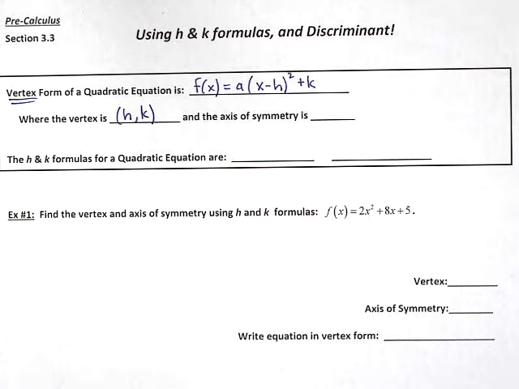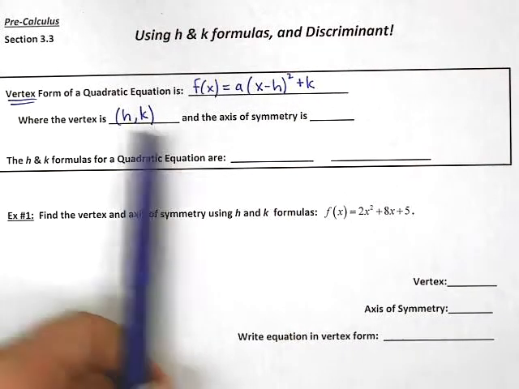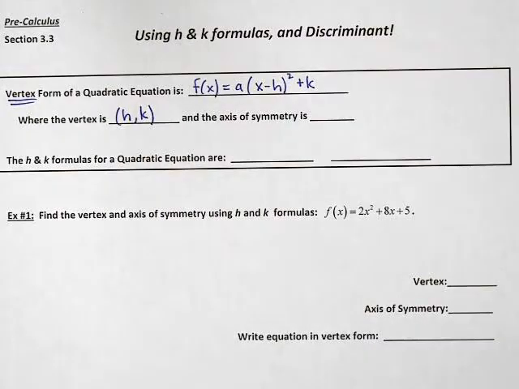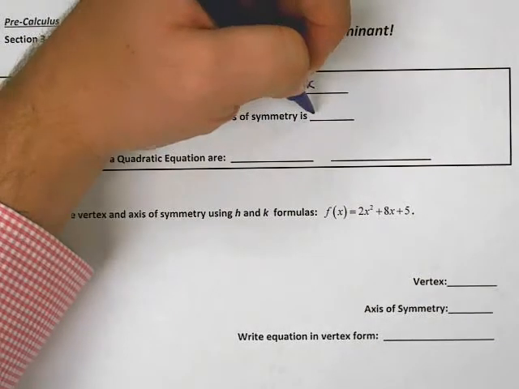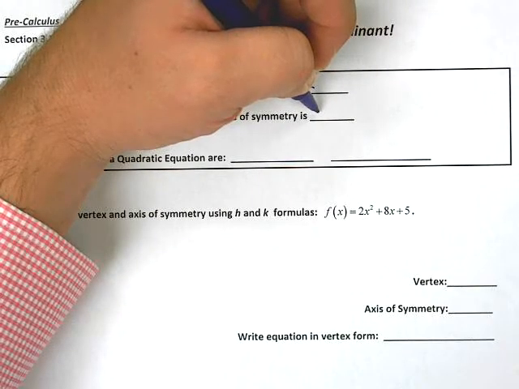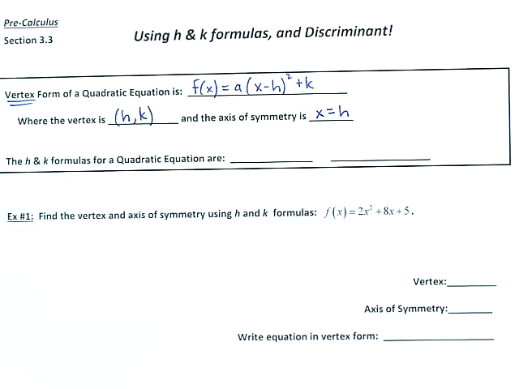Okay? So just remember the formula that h should be negative, which means you're looking for the opposite of what you see. And then the k is exactly what you think. All right, now the axis of symmetry, we know that that's going to be a vertical line, so it will always be at x equals, and then whatever the h value is.